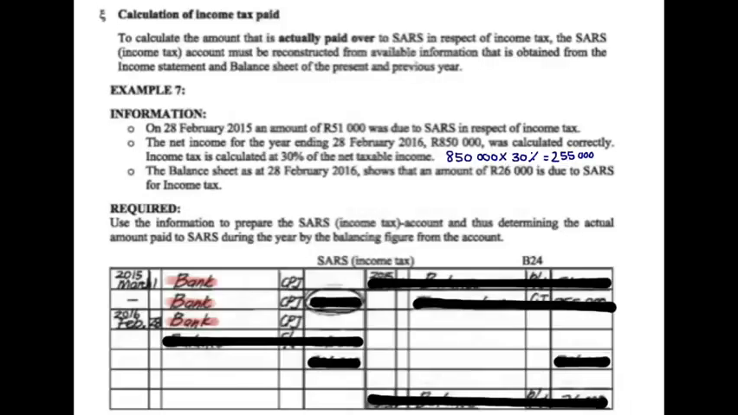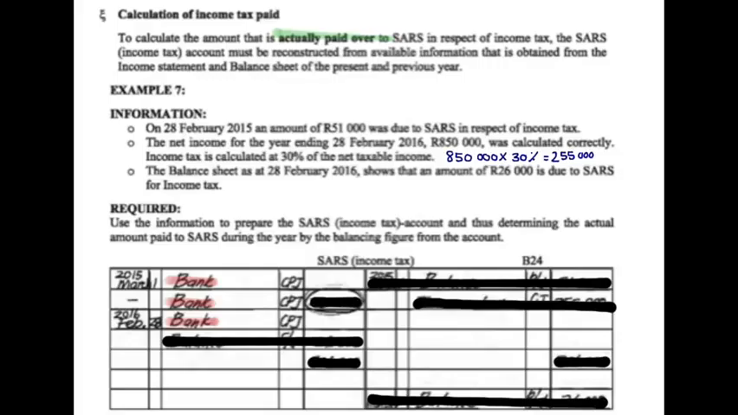Element number 2, calculation of income tax paid. To calculate the amount that is actually paid over to SARS in respect of income tax, the SARS income tax account must be reconstructed from available information that is obtained from the income statement and balance sheet of the present and previous year. Now, very important, the aim is to find the paid amount. So in other words, to find the amount that would have been my bank entry in SARS income tax. So let's do example 7 together to see how that reconstruction of the account works.